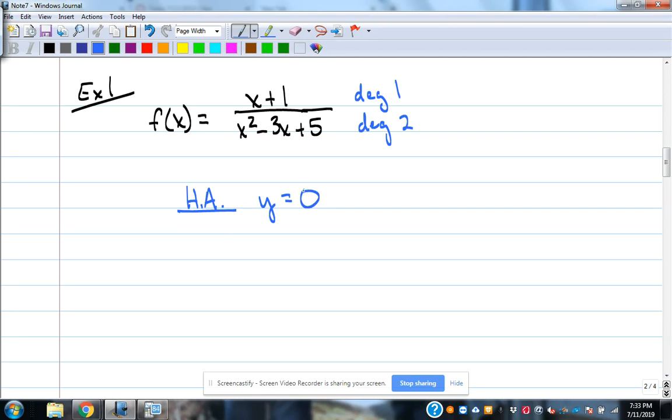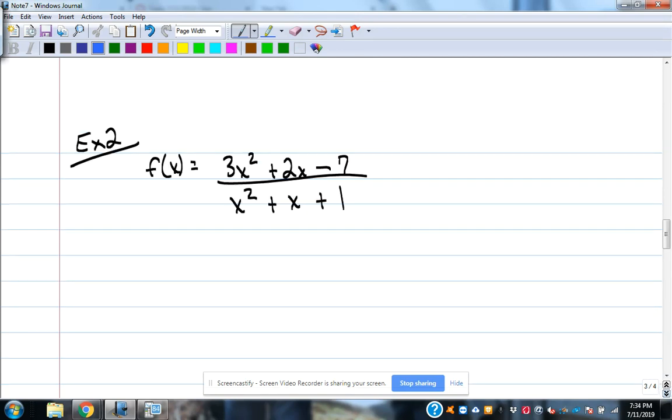No calculation required. No math work. Just degree of the top is less than the degree of the bottom. It's automatically y equals 0 as a horizontal asymptote. Let's look at example 2. 3x squared plus 2x minus 7 over x squared plus x plus 1.